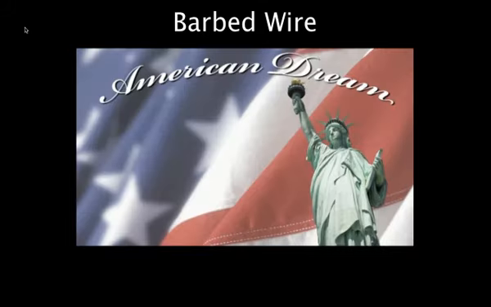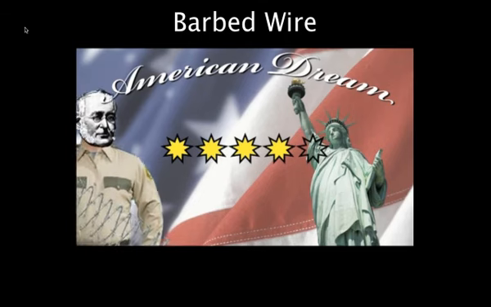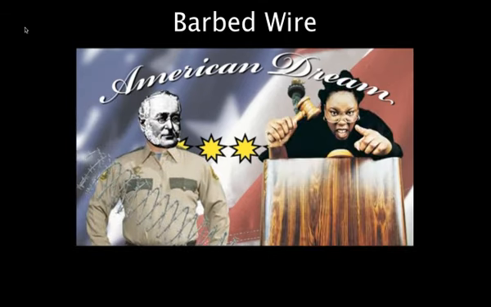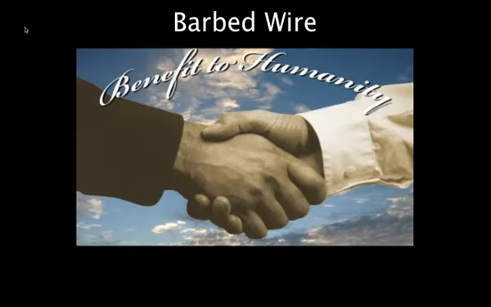On the American dream scale, Joseph gets a 4. He didn't just take a pre-existing idea and improve it, he also won a 3-year legal battle for the rights to his patent. On the benefit to humanity scale, he gets a 3.